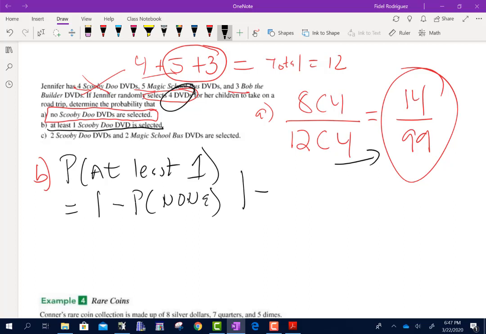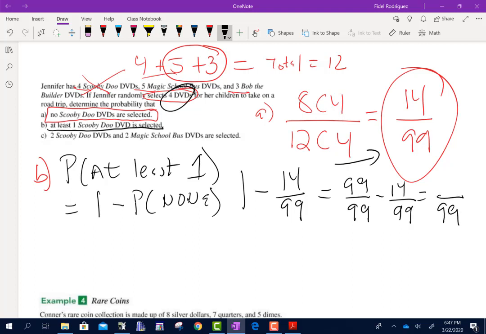Well, we just found the probability that we have none of them. So let's do this. 1 minus 14 over 99. I'm going to write this as 2 fractions, guys. I'm going to think of that 1 as 99 over 99, right? I got 99 problems, and probability is one of them. So my denominator here is going to be 99. So 99 minus 14 should be 85 over 99, right?